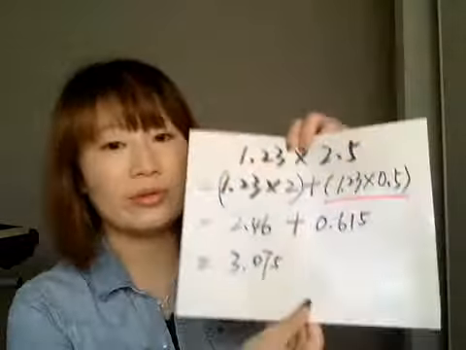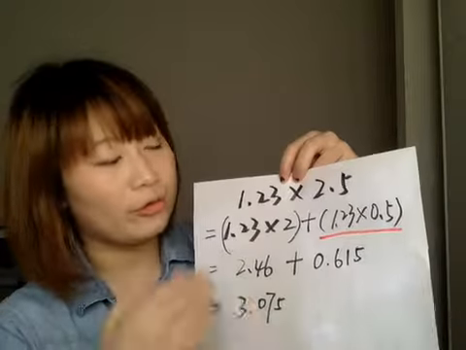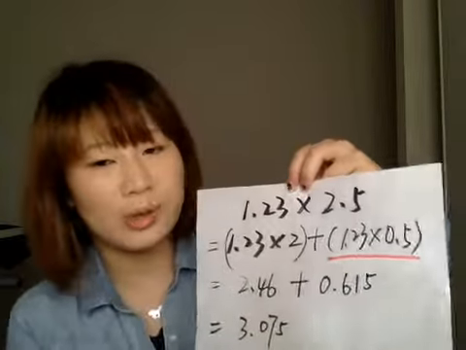Hi, I'm going to explain why we need to remove the decimal point when we calculate the multiplication. First, I want to use my personal example for the first step of the explanation.